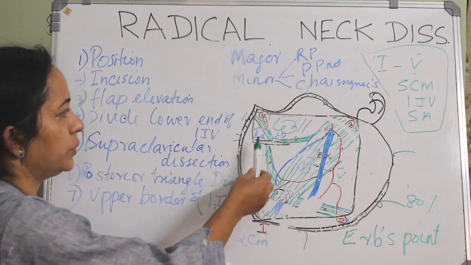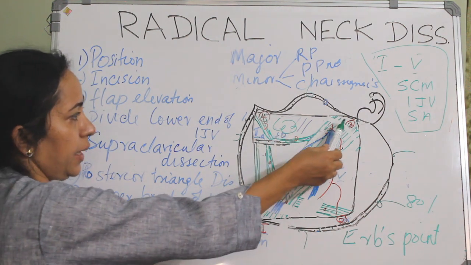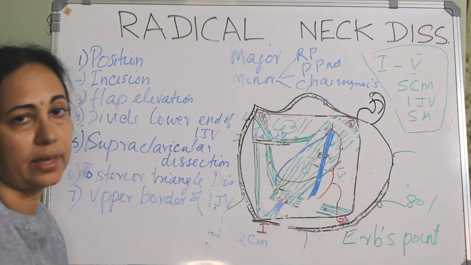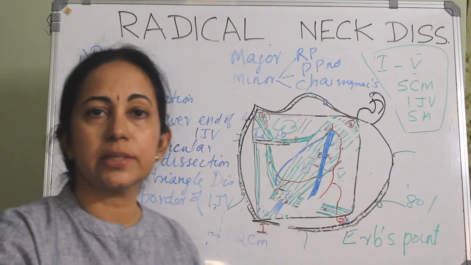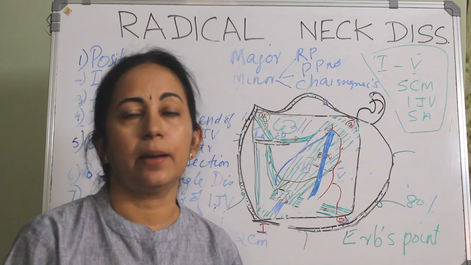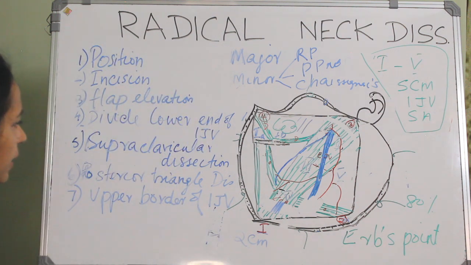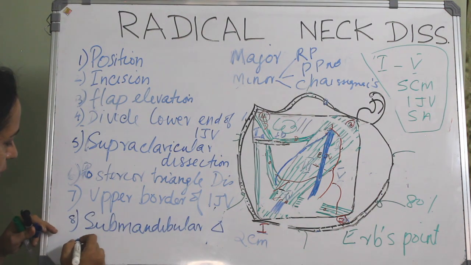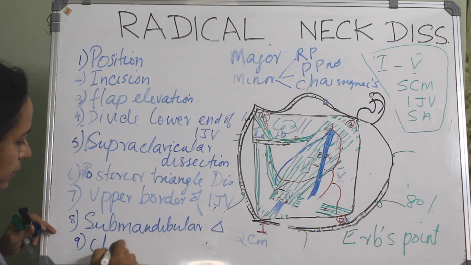So we have removed levels 1A, 1B, and along the jugular chain, that is 2, 3 and 4, and in the posterior triangle, 5. So everything is removed in toto. So that completes our dissection. Then the 8th step is closure.